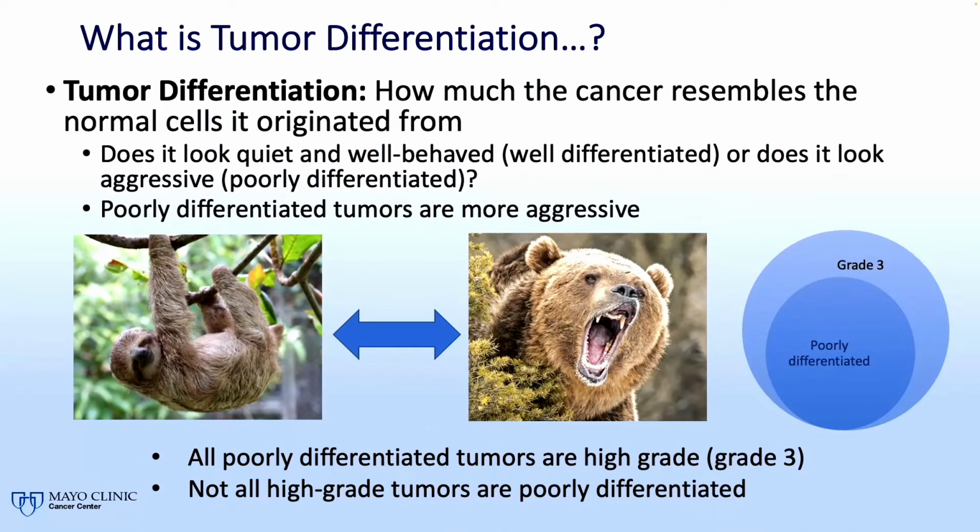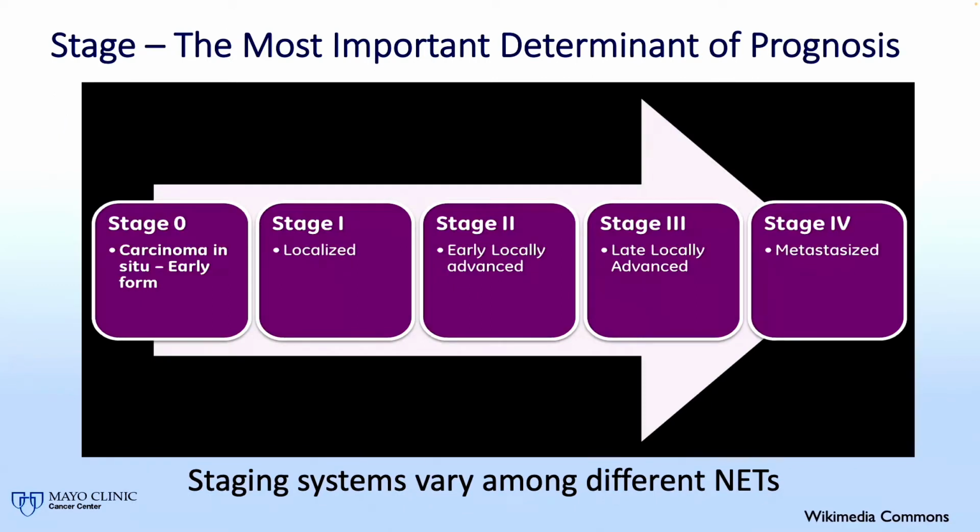So all poorly differentiated neuroendocrine carcinomas are grade 3, but not all grade 3 neoplasms are poorly differentiated. This is incredibly important too. This has led to a lot of over-treatment, where people are getting treatments too aggressive for that tumor, and has also led to some under-treatment, where people are not getting the appropriate treatment. So it's very important, and we'll go into that a little bit later.